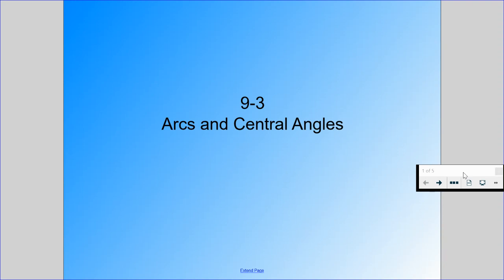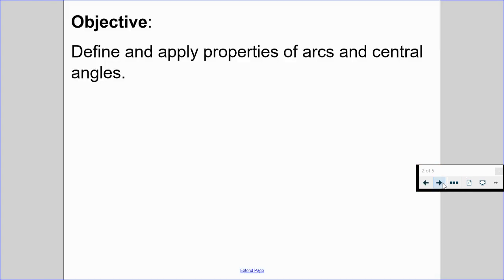Alright, and welcome back. In this video, we are going to be going through Chapter 9, Section 3, titled Arcs and Central Angles. And by the end of this video, we should be able to define and apply properties of arcs and central angles. So please have out your guide and notes, and let's begin.